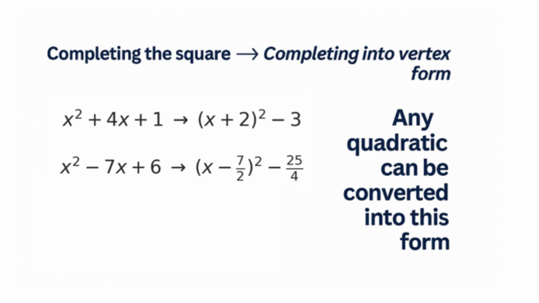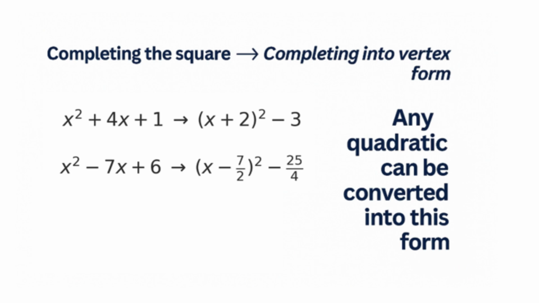Any quadratic expression, no matter how it's written, no matter what the coefficients are, can be converted into vertex form through completing the square. This universality is what makes the technique so valuable. Whether you're dealing with simple integers or messy fractions, positive or negative values, the process remains exactly the same. You're always building toward that perfect square structure that reveals the vertex immediately.